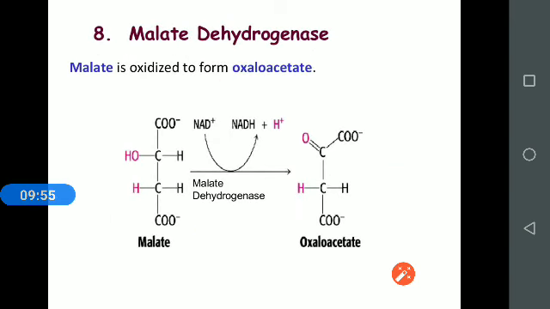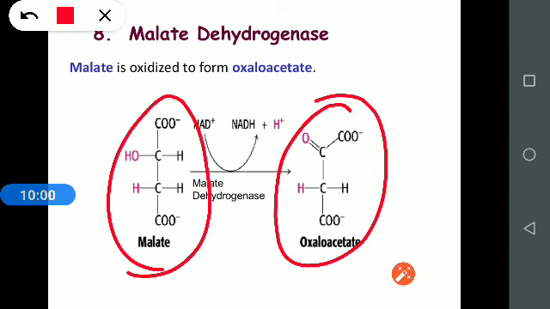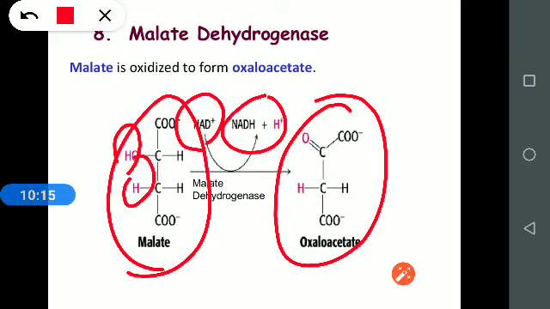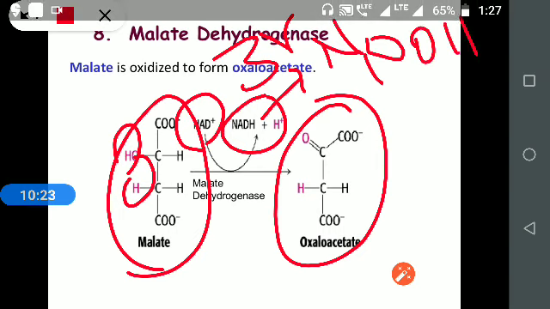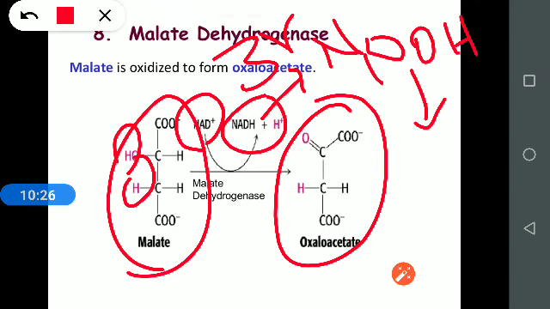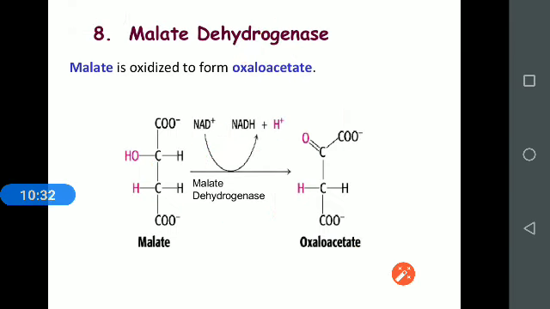Next, malate dehydrogenase. In the presence of malate dehydrogenase, again this malate will regenerate oxaloacetate. Here also these two hydride groups will attach to NAD plus and it will convert into NADH plus H plus. Again, this is the third NADH. This will enter into the ETC. Okay, this is the final step, regeneration of oxaloacetate, whereby the third NADH plus H plus will be formed.